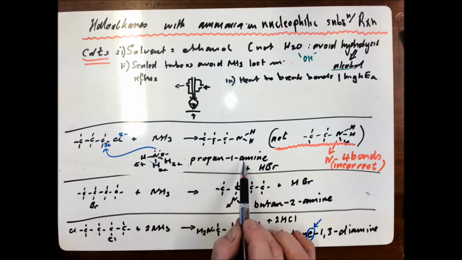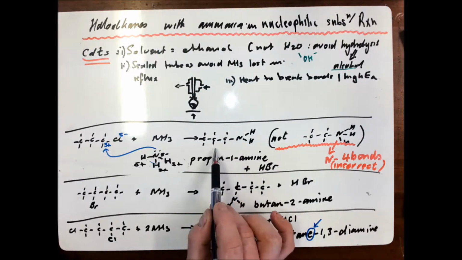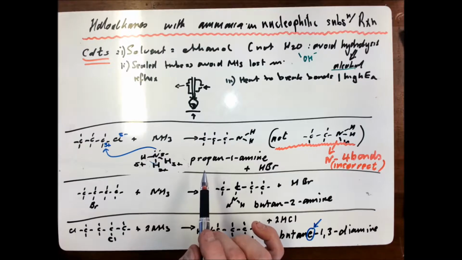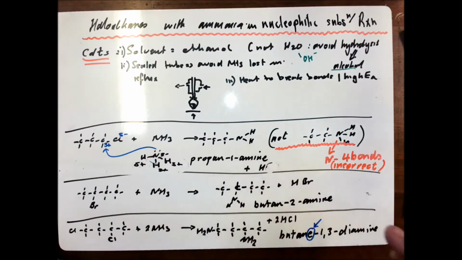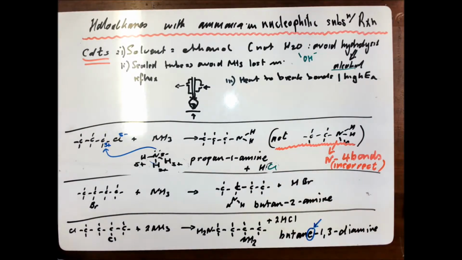Now the compound that's made there is 3 carbons long, and it has this new functional group. So it is now an amine, and it's called propan-1-amine. Propan-1 because we could also have the amine group on the second carbon, which would make propan-2-amine. So just be cautious from that perspective. And you get your side product of hydrogen chloride. We start off with a chloroalkane there.